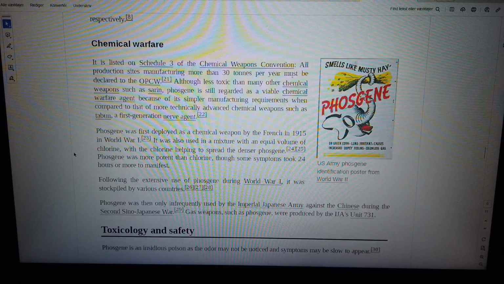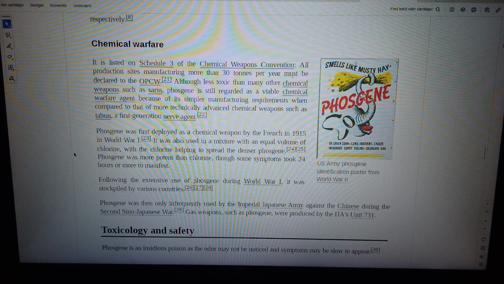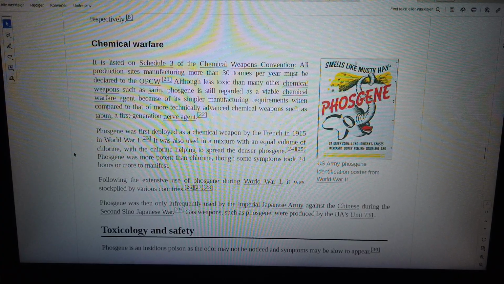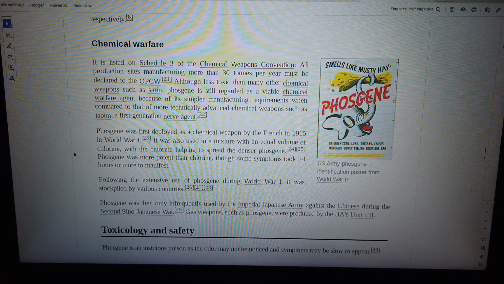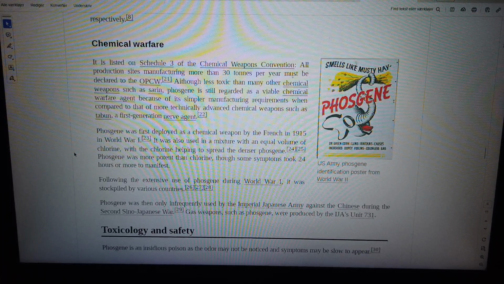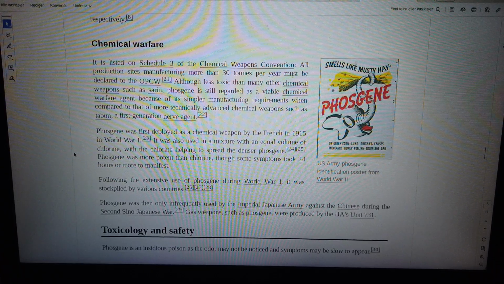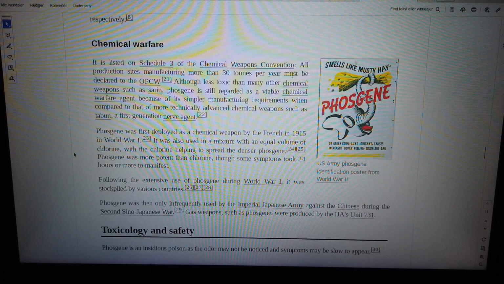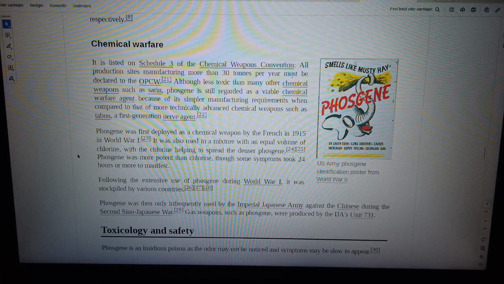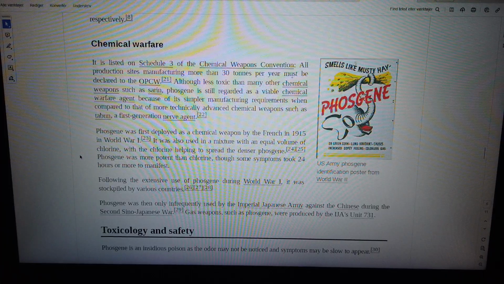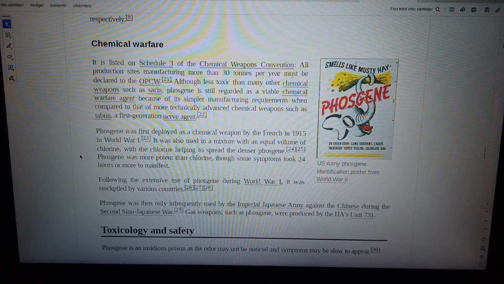Phosgene was first deployed as a chemical weapon by the French in 1915 in World War I. It was also used in a mixture with an equal volume of chlorine, with the chlorine helping to spread the denser phosgene. Phosgene was more potent than chlorine, though some symptoms took 24 hours or more to manifest. Following the extensive use of phosgene during World War I, it was stockpiled by various countries.